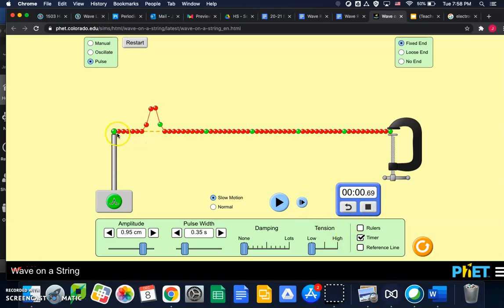Okay, and then what you're going to do is find the time it takes for that wave to get all the way to the other end. So you're going to need to go into the actual PhET simulator to do that. I'm not going to show you what it is this time. Then you're going to change the pulse width. You're going to restart. Then you're going to change the pulse width to 0.95. And you're going to run the experiment again.